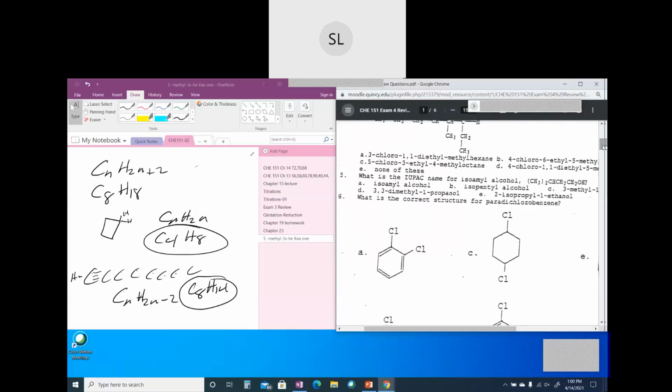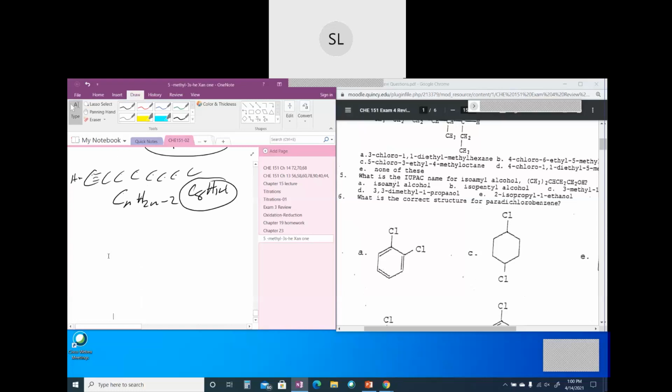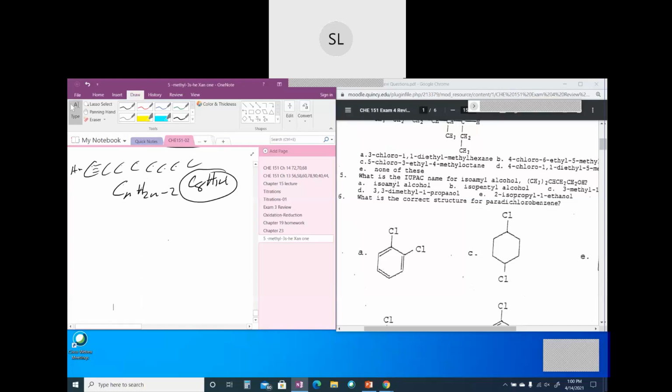All right, isoamyl alcohol, you certainly don't need to know what isoamyl alcohol is. That's why the structure is given to you. So they give you the structure of isoamyl alcohol, and that is CH3 sub 2, and CH, then CH2, then CH2, and then OH.